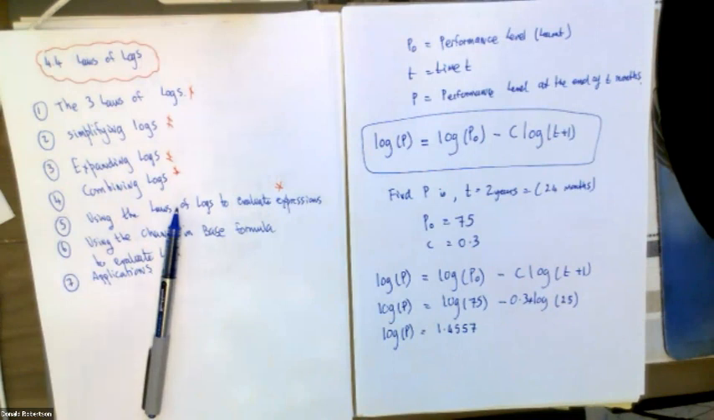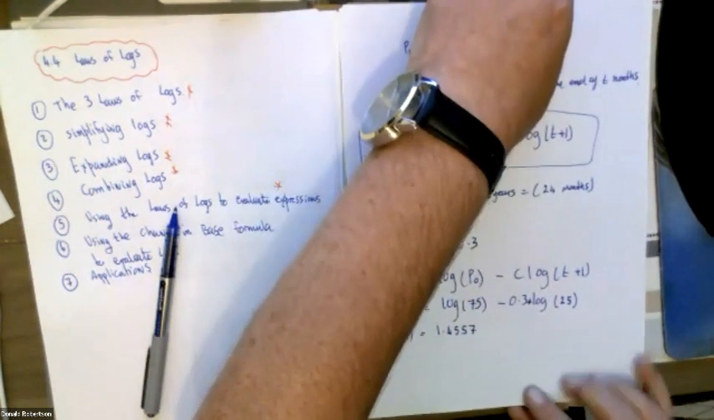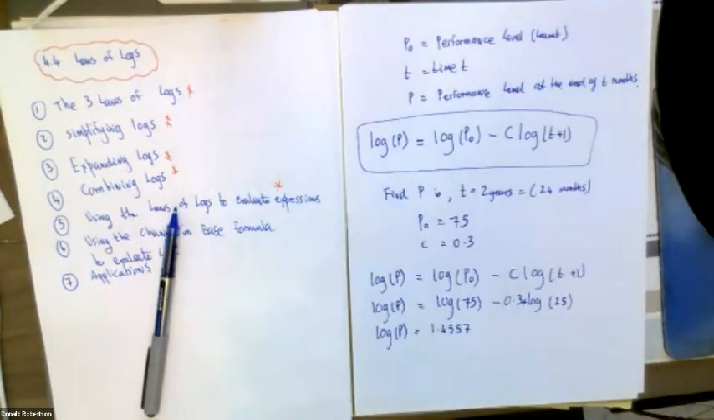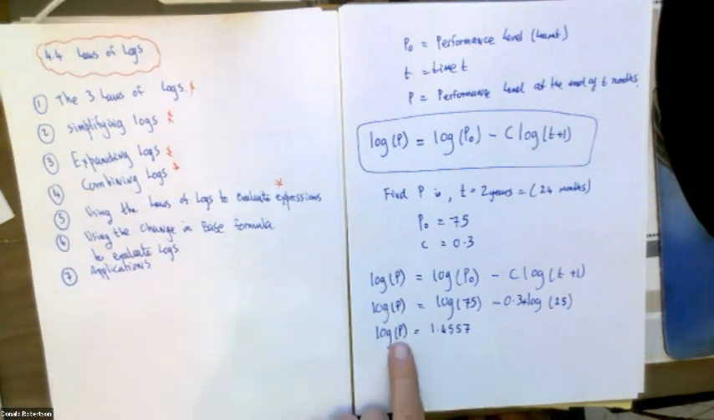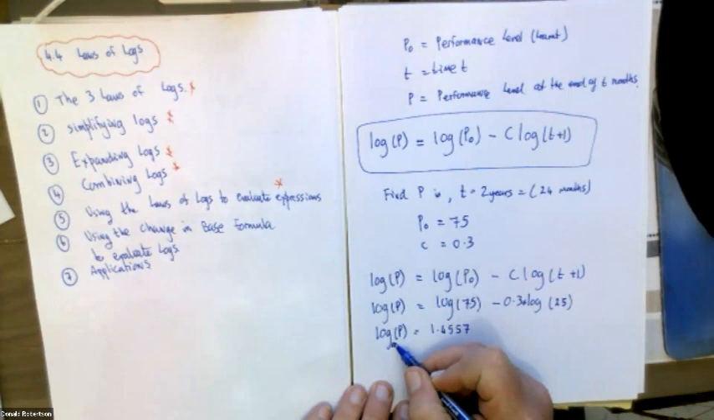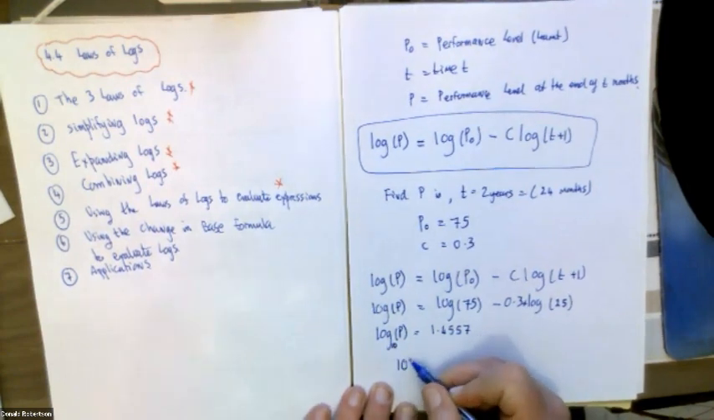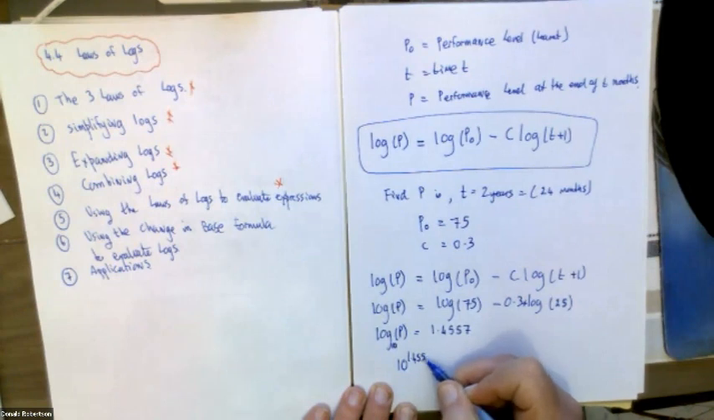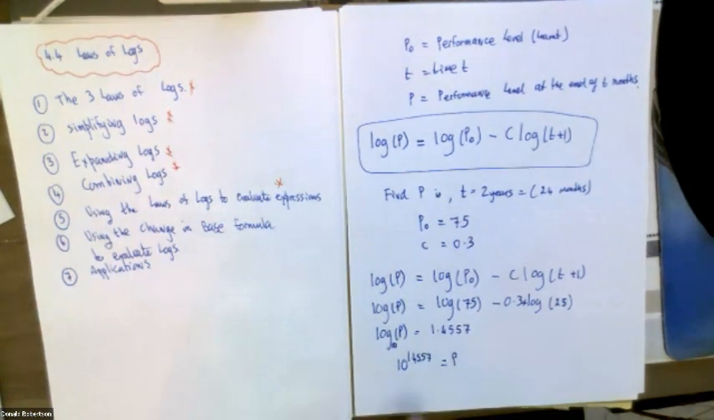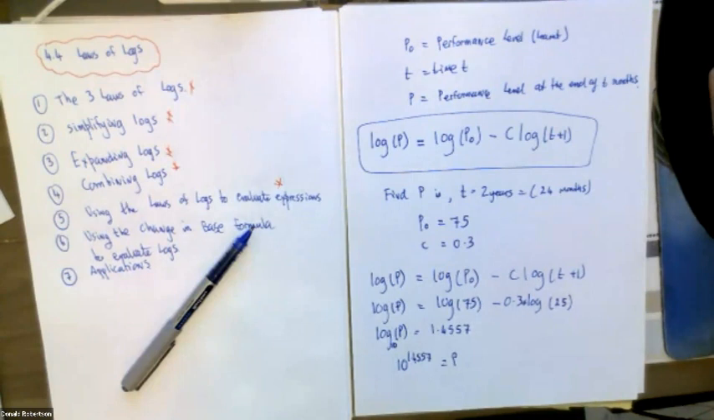Now, if you're not careful, what you're tempted to do is just to say, oh, I got the answer, it's 1.4557. That would be a performance level which would mean, although it's not true, that they can remember 1.5 words in the vocabulary test. No, we're wanting to know P. All we know right now is the log of P. And log is log to base 10. So 10 to the power of 1.4557 is P. And that's the calculation that will tell me what the performance level after 2 years is.